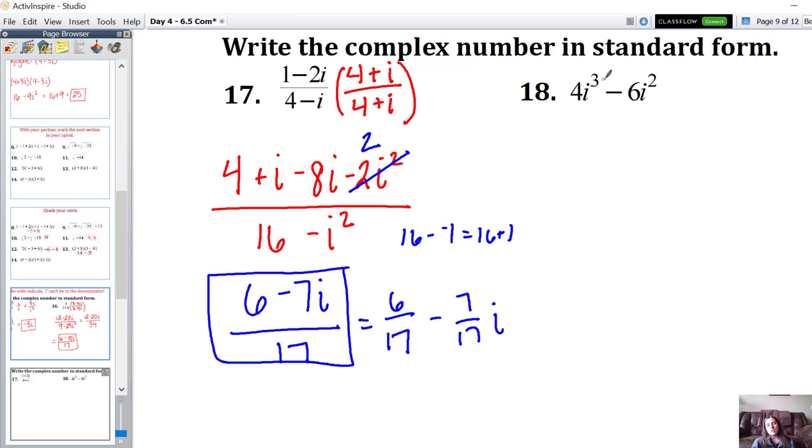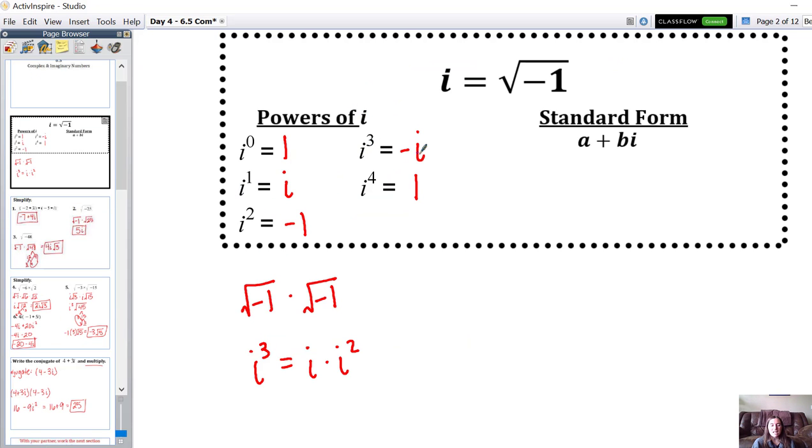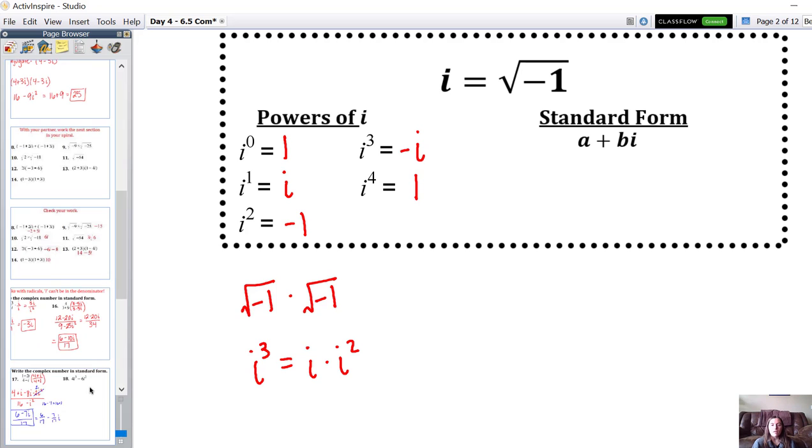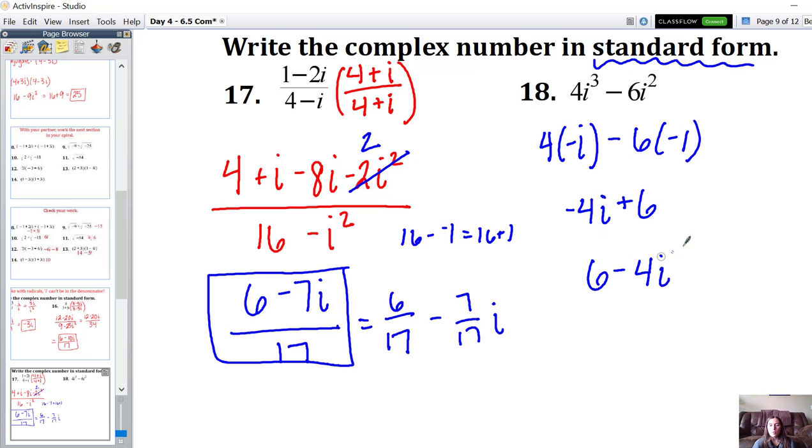Now we have 4i cubed minus 6i squared. We don't want to have any exponents with i, so I'm going to go back to my chart and say, okay, what is i cubed? i cubed is negative i, so I'm going to rewrite that as negative i. So I have 4 times negative i minus 6, and I know i squared is negative 1. That leaves me with negative 4i plus 6, but it needs to be in standard form. So our integer needs to be up front, and then our term with i needs to be at the end. That leaves us with 6 minus 4i.